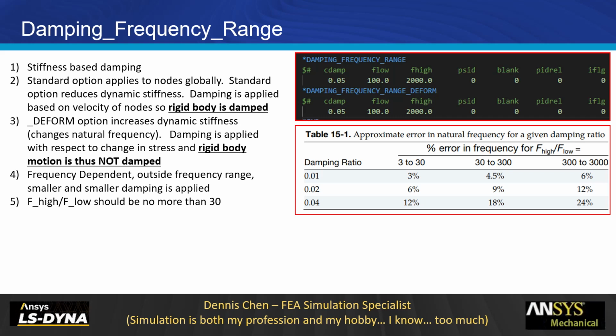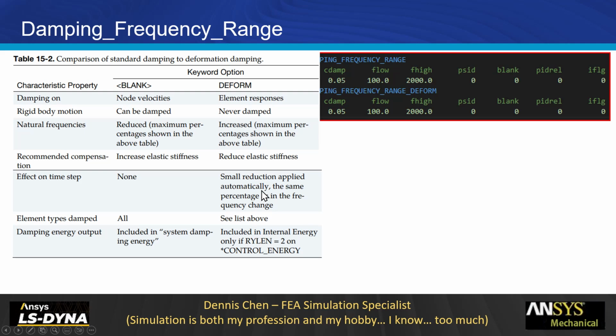Now, depending on how large the ratio of F high to F low is, this option also increases or decreases the dynamic stiffness. Basically, it shifts your natural frequency up and down, depending on which option you're using. So that's something to pay attention to. But if we use a very small amount of damping and keep the range relatively low, you basically don't introduce a lot of error into the system.